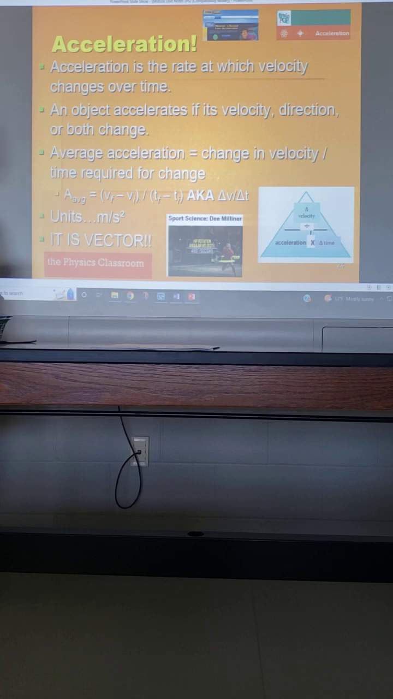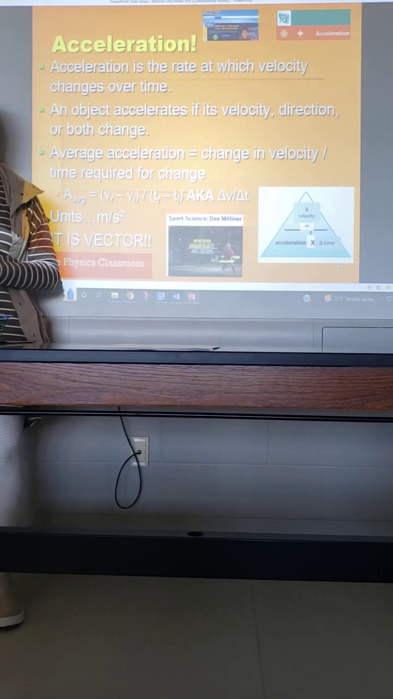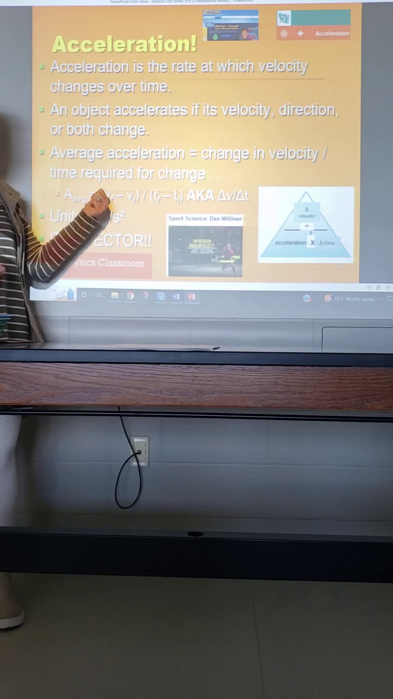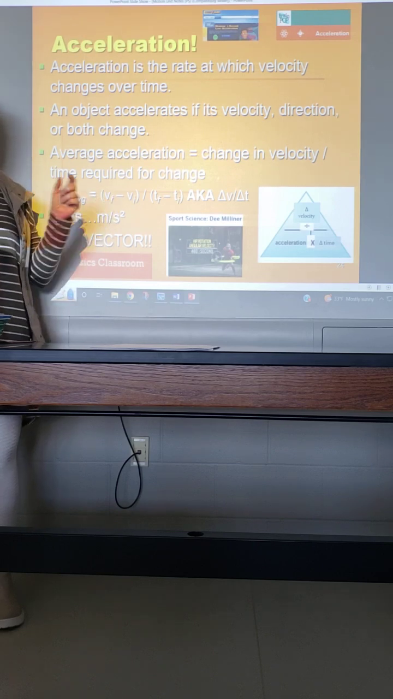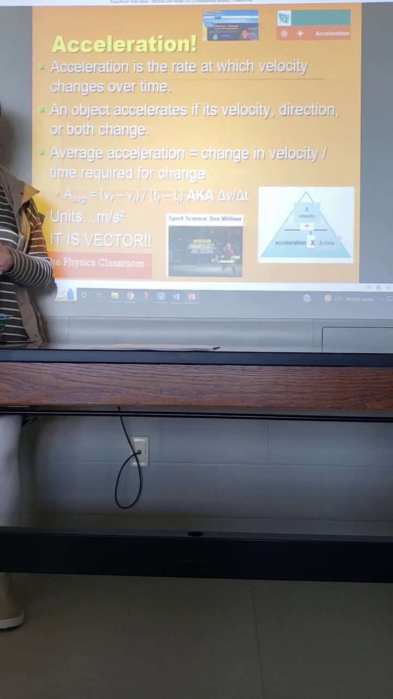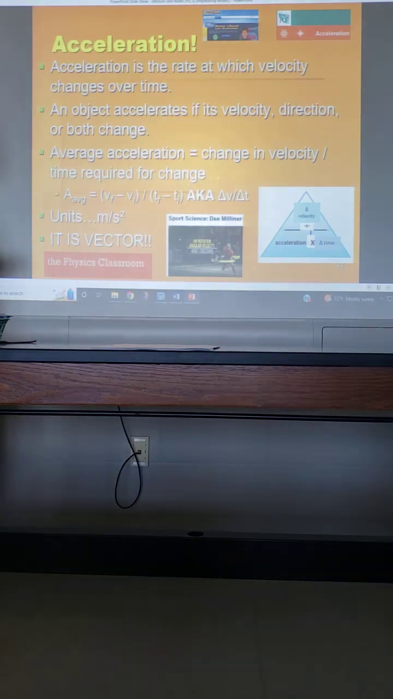Right? This is also vector. Why do you think it's vector? What do you see here that's going to tell you that? It has a direction. And we know that because velocity is vector, if you see velocity, then anything dealing with velocity is vector as well. So displacement, vector, and now acceleration. We have 3 vector quantities.